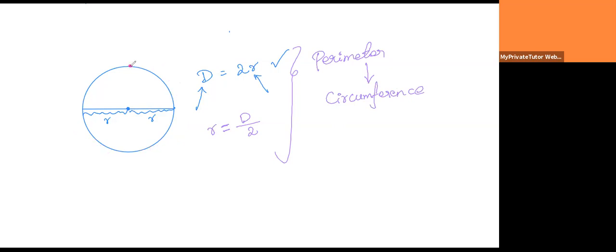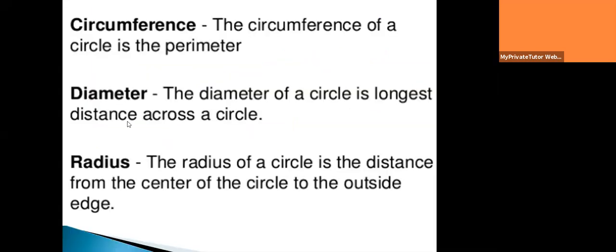For example, we are starting here at this point, I think you can see my writing. The distance around the circle till the point where you started, that is nothing but the circumference, the total distance around the circle. If you want me to show the definition, just have a look at this. The circumference of a circle is nothing but its perimeter. What is perimeter? It is the distance around the circle.